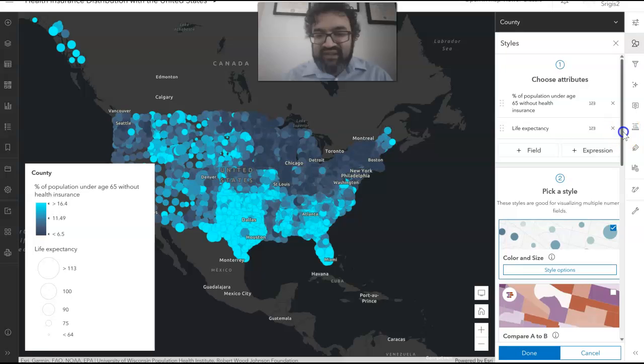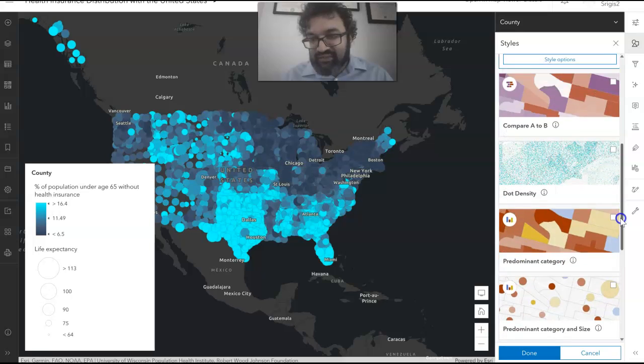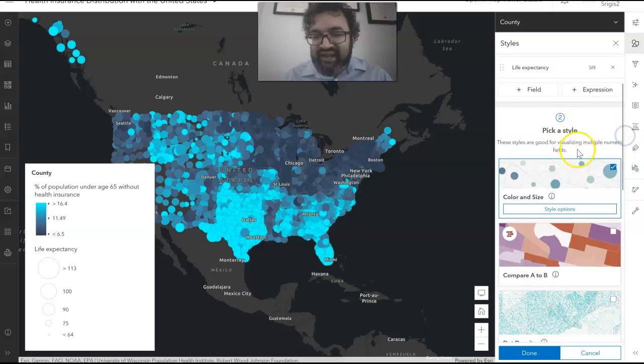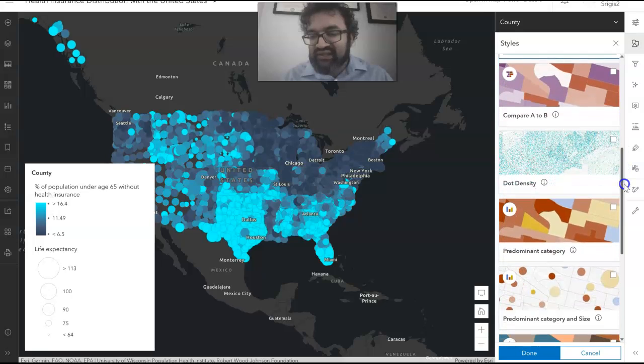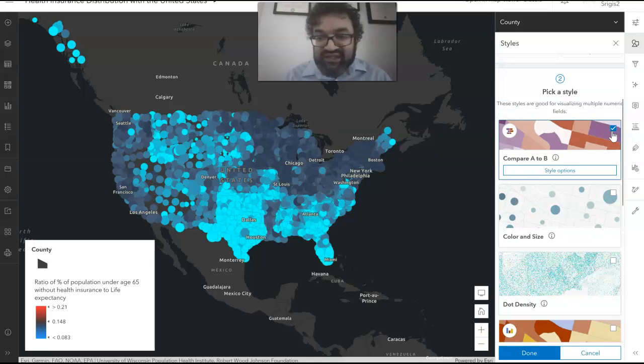So at first, you're gonna have a bunch of bubbles, and it looks a bit distorted, but we can fix that. So here you have provided the two chosen attributes. Now you pick a style. The one that is highlighted right now is the one that is checked, which is color and size. What you can do is, so there's compare A to B. Do you think that might be a better choice? Let's see. If not, we can change.